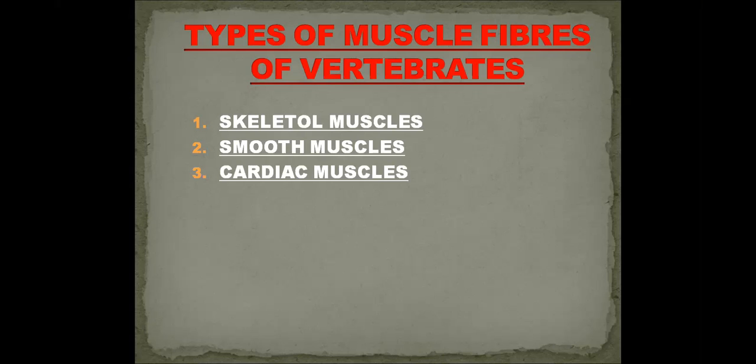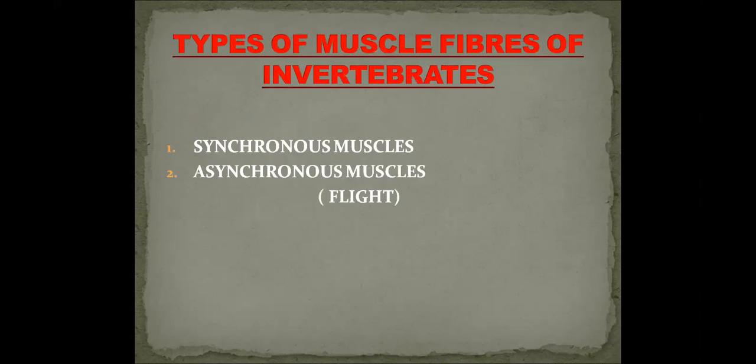So there are three types of muscle fibers. They are skeletal muscle fibers, smooth muscle fibers, and cardiac muscle fibers. So these are the three different types of muscle fibers. We have already studied about these muscle fibers in previous classes. So let us once again try to remember all that information regarding these muscle fibers.